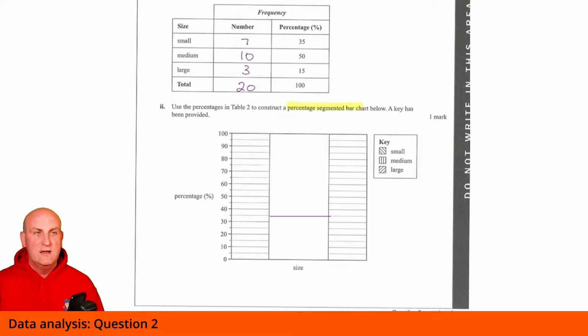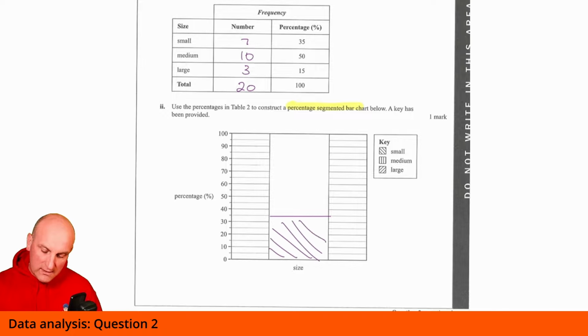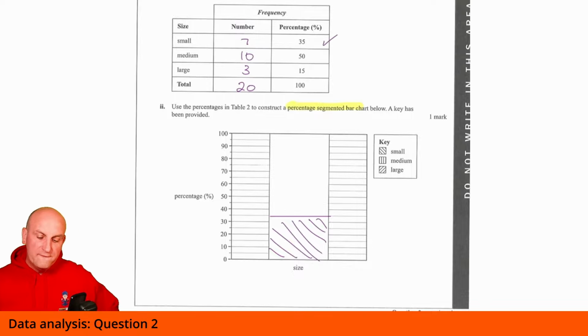They've given you the key. They obviously want the cross-hatching to be a particular way, so I'm going to do my cross-hatching the way they expect it. So that's 35. I'm going to put a tick there. 50% are going to be medium. Now, what's the height of that? Well, I've already got 35. I'm going to add on another 50, which gives me 85.